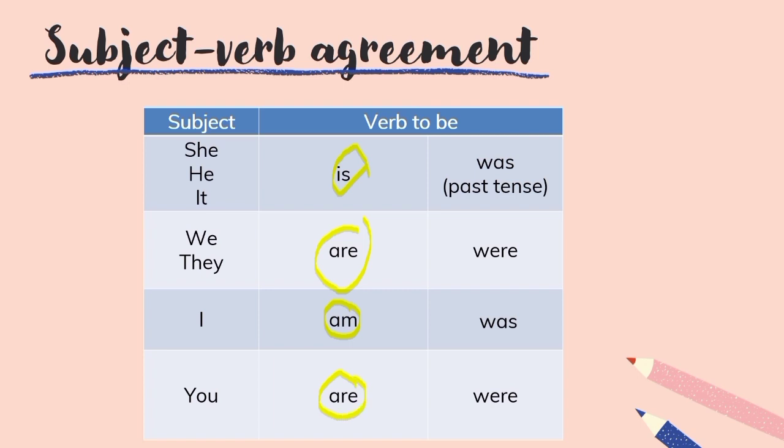Okay? So if the verb to be is in past tense form, remember, is need to change to was. Are need to change to were. Am we change to was. And are still we change to were. Okay?